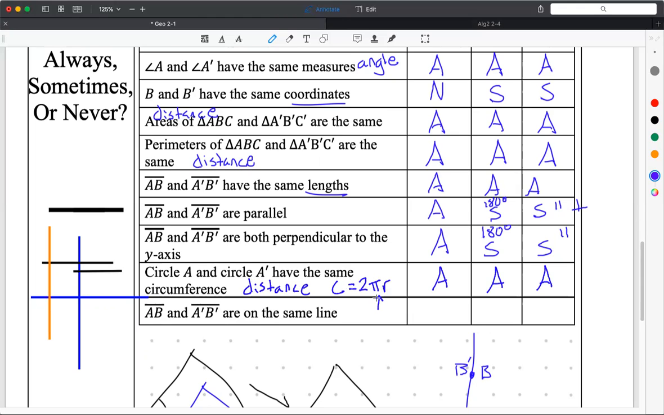Pi is just a number. 2 is just a number. The only thing that this really depends on is r, radius, and radius is, again, just a distance. Distances are preserved in these rigid transformations. Therefore, circumference is also preserved in these rigid transformations.